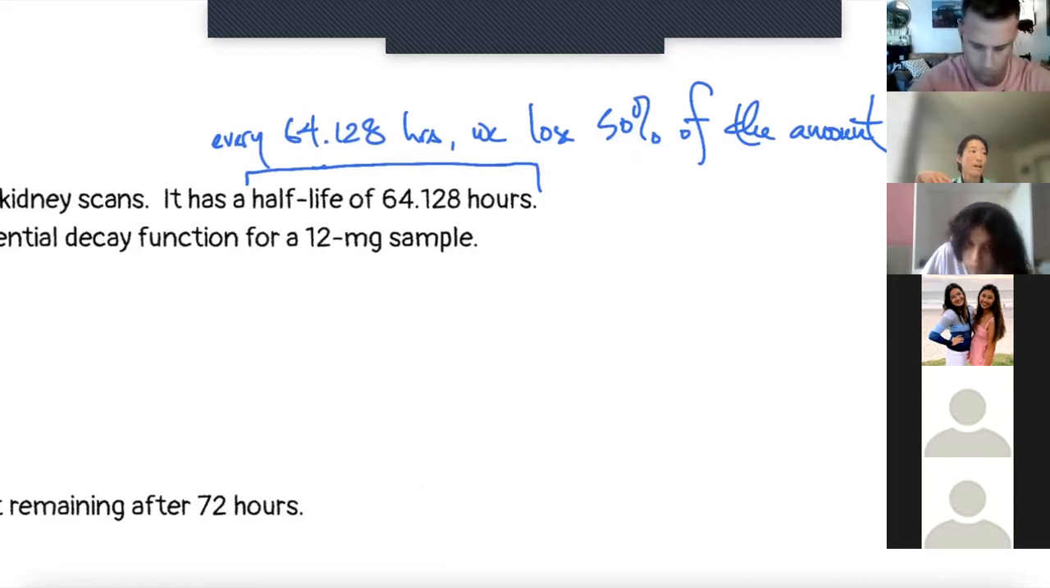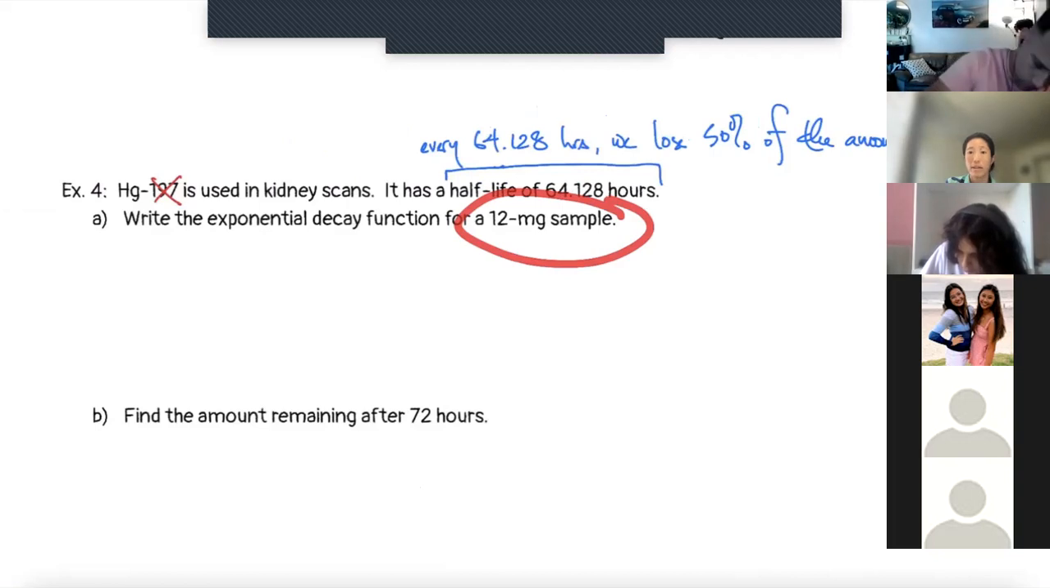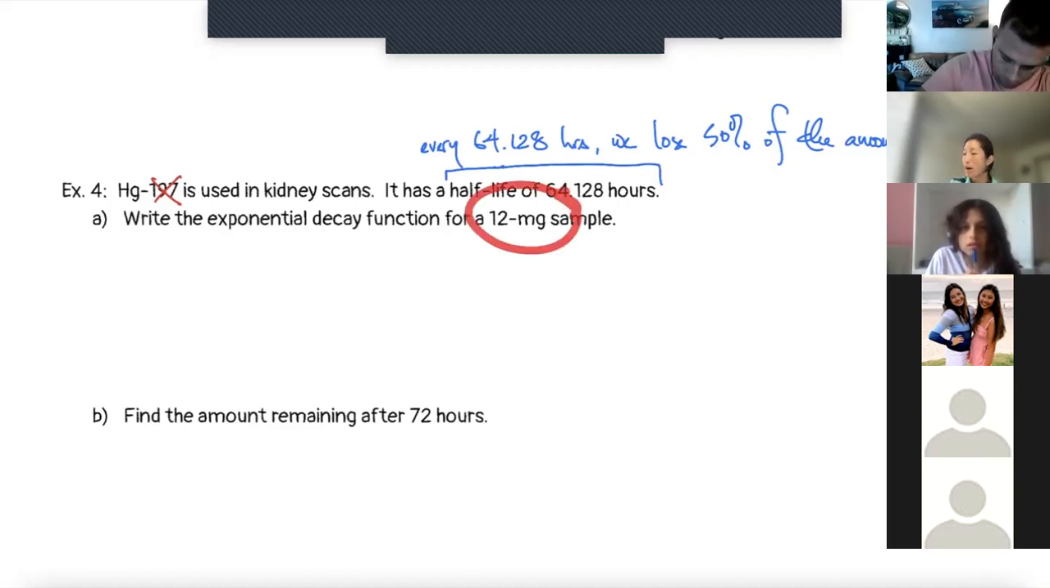So let's say that we start off with, in this case, if we read the rest of the question, it says that we have a 12 milligram sample. So at the end of one half-life, how many milligrams do we have of this mercury isotope? If we start off with 12 milligrams, at the end of one half-life, how much do we have left?